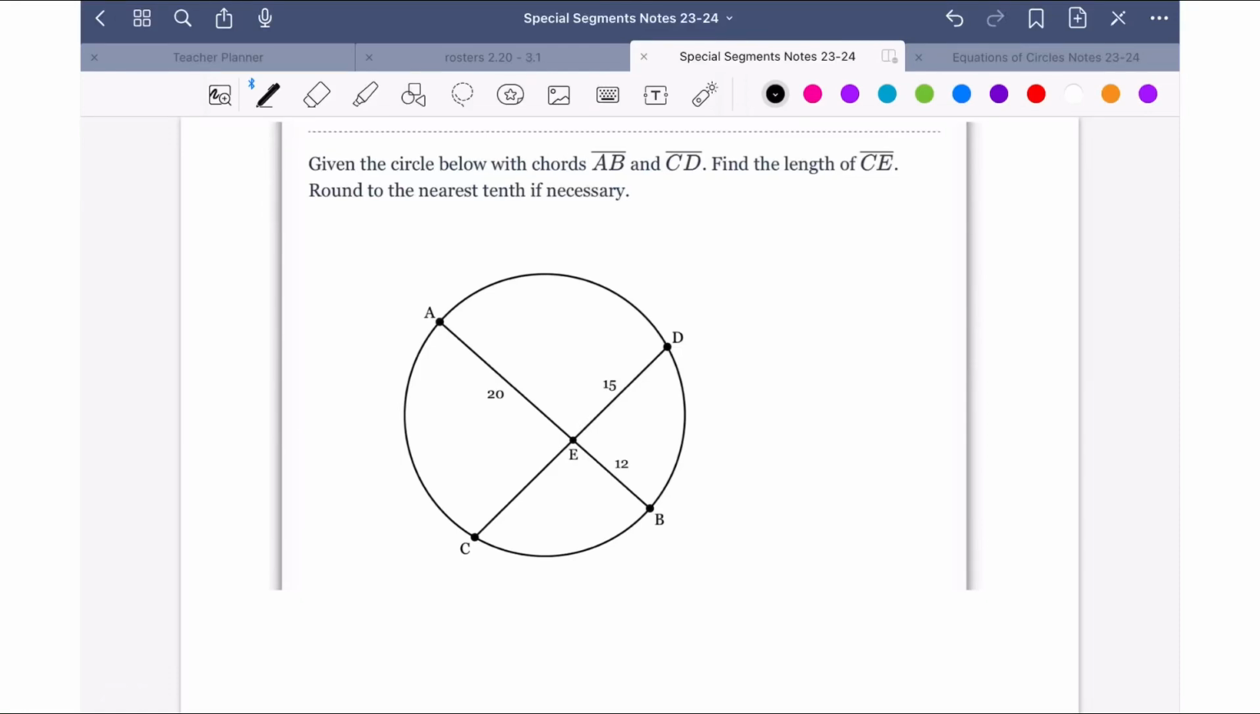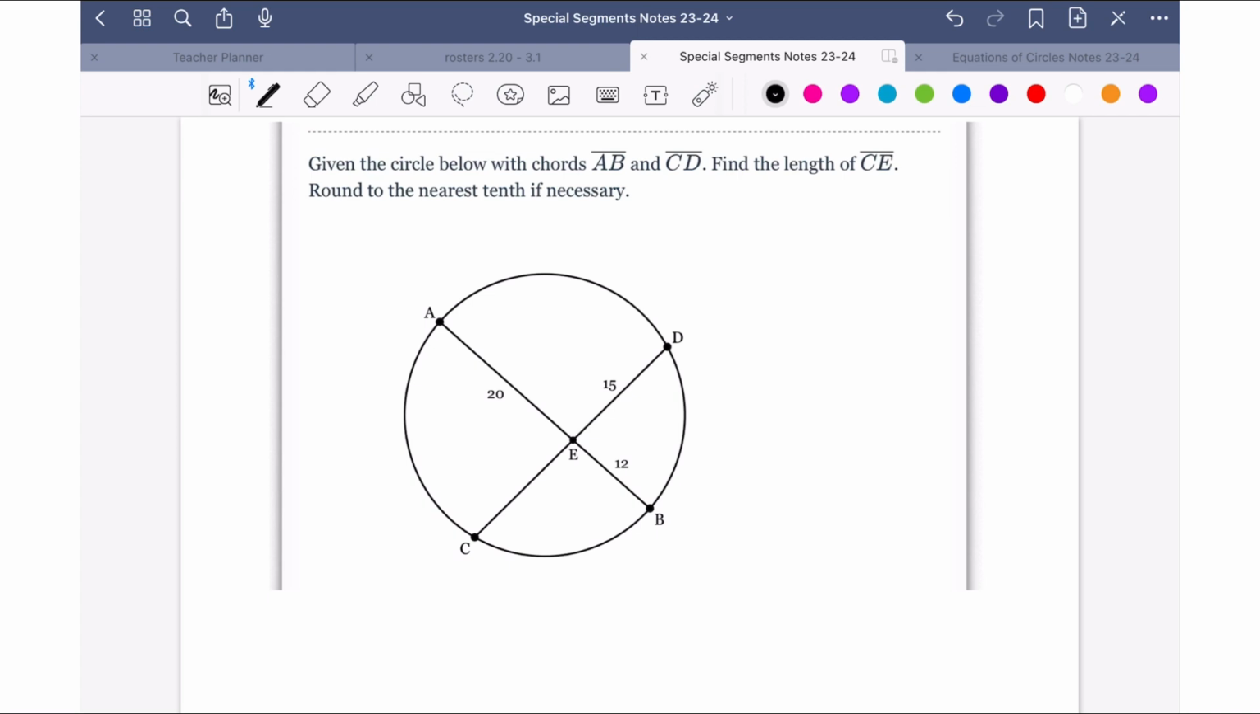Want to go over one of each of the examples looking at your Delta Math. Okay, so I'm going to do a chord and a chord first. How do I know these are chords? Because they end and start at the edge of the circle.